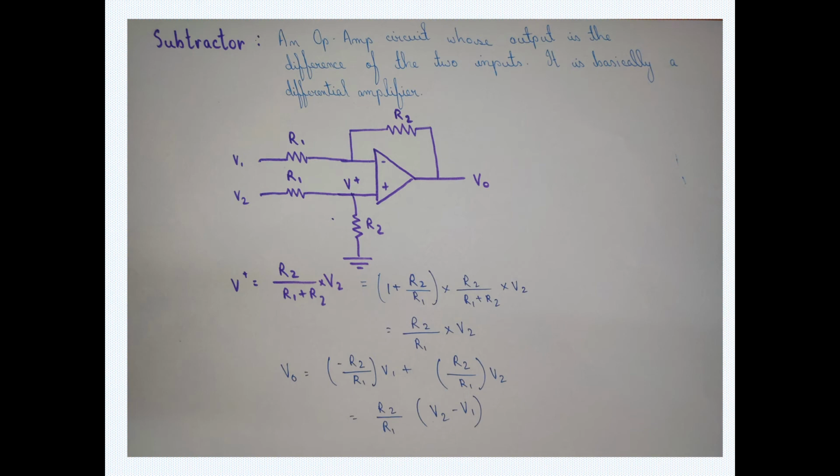At this node, we take the voltage as V plus, and V plus is equal to R2 by R1 plus R2 multiplied by V2. Then we solve the following equation: it is equal to 1 plus R2 by R1 multiplied by R2 by R1 plus R2 multiplied by V2. We get R2 by R1 multiplied by V2. From this we get V0 is equal to minus R2 by R1 multiplied by V1 plus R2 by R1 multiplied by V2. Taking R2 by R1 as common, we get V0 is equal to R2 by R1 multiplied by V2 minus V1.